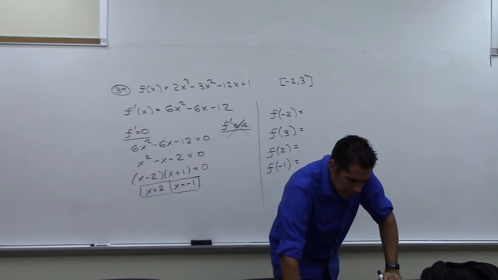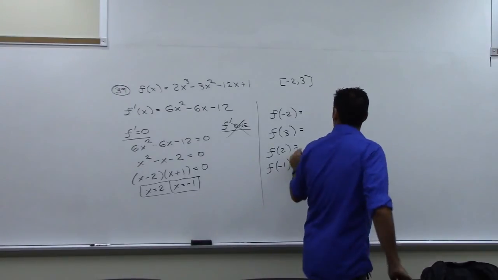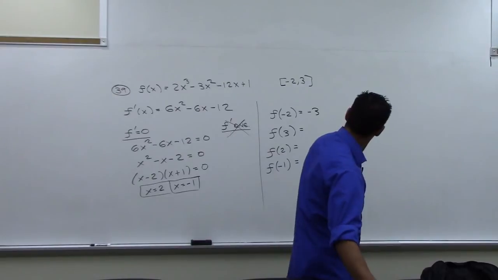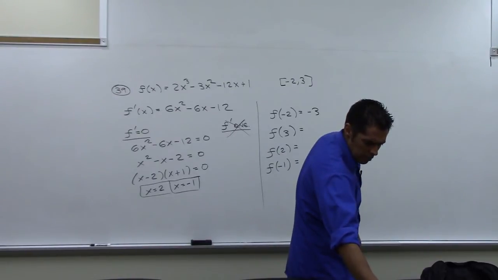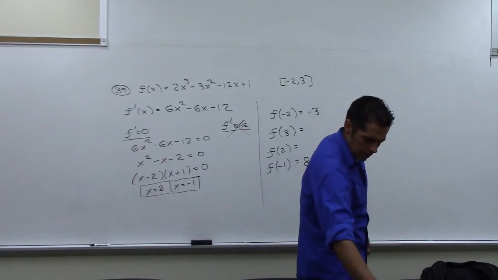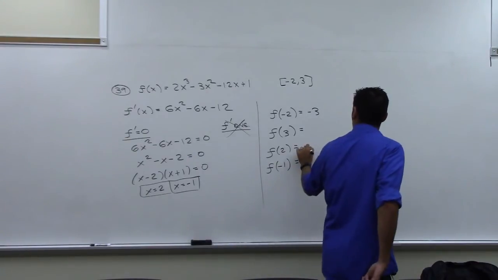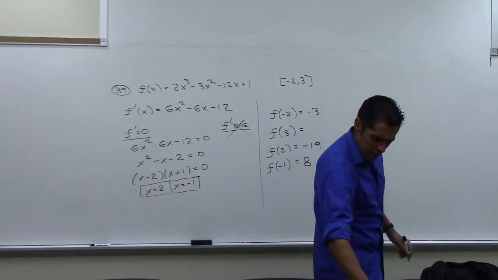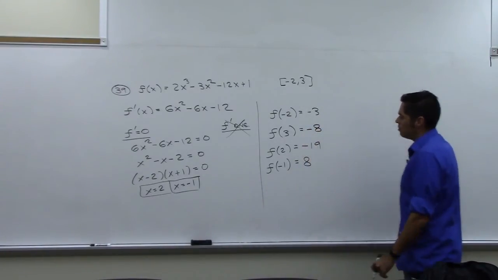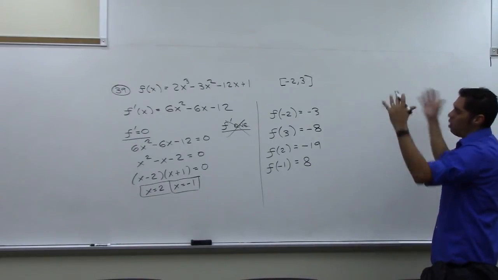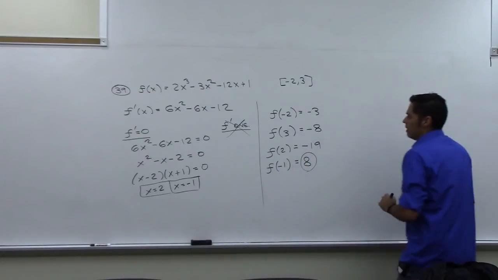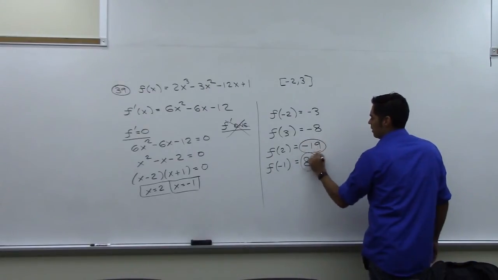Let's see. At -2, we get -3. At -1, we get 8. At 2, we get -19. And at 3, we get -8. All right, so what is the largest value here? Well, the largest value here is 8, and the smallest value is -19.